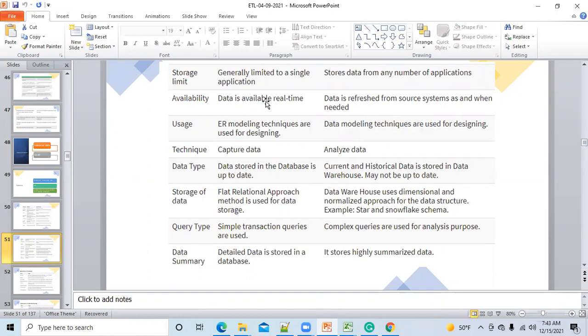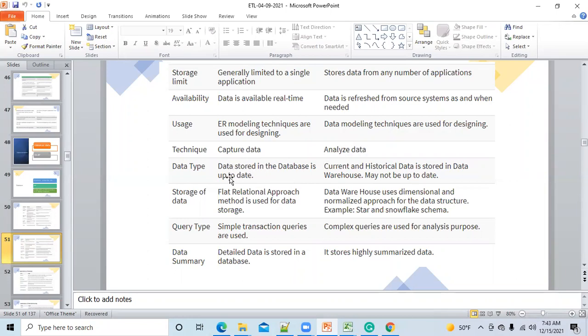Availability: the database is on real-time data, while the data warehouse is refreshed from the source system. ER modeling techniques, I think the same thing is coming. Data modeling techniques capture data, analyze data. Here we are just concerned about capturing the native data, but in the data warehouse we are analyzing the data, same concept.